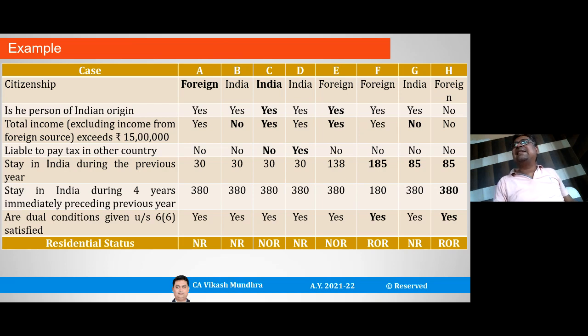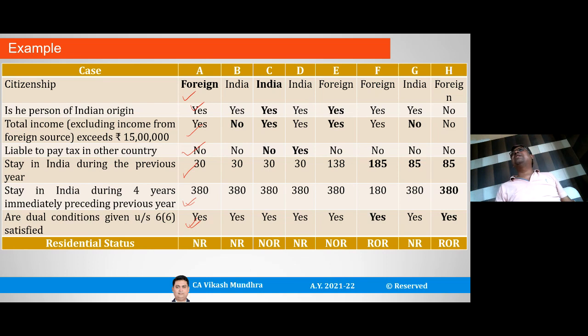A, B, C, D are the cases. Now, citizenship. Mr. A is a foreigner, foreign citizenship. Is he a person of Indian origin? Yes, he is a person of Indian origin. Total income excluding income from foreign sources exceeds rupees 15 lakh? Yes. Liable to pay tax in any other country? No. Stay in India during the previous year, 30 days. He stays in India only for 30 days. Stay in India during the preceding 4 years, 380 days. Dual conditions given under Section 6.6 satisfied?